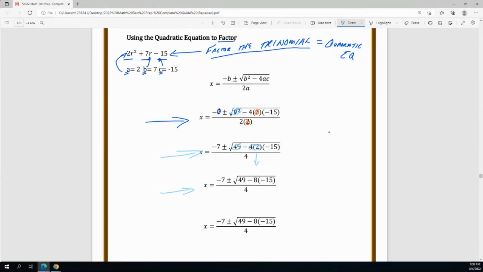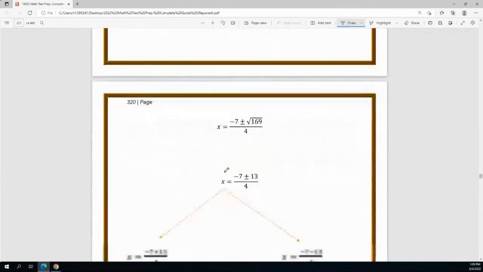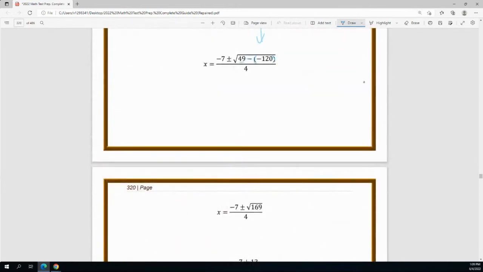Can you guess what's going to be next? I think it's written here the same. So next, I want to take the 8 and multiply it times the negative 15. That is a negative 120. So now I'm left with 49 minus a negative 120. That's the next piece of math. See how this becomes this.